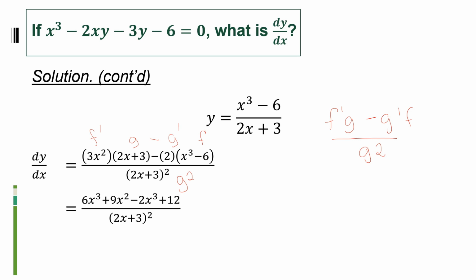By simplification, we have 6x cubed plus 9x squared minus 2x cubed plus 12 all over the square of 2x plus 3. Or that is 4x cubed plus 9x squared plus 12 all over the square of 2x plus 3. So, madali lang kasi nga explicit function naman siya.